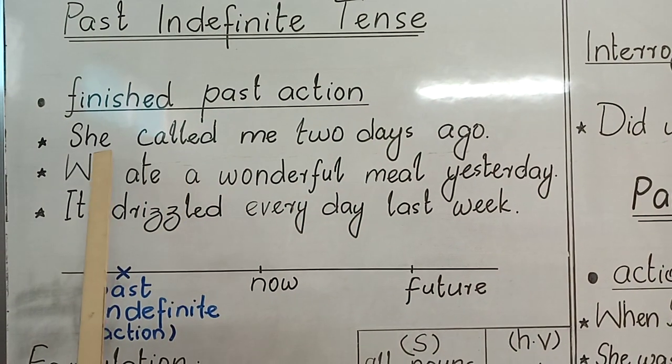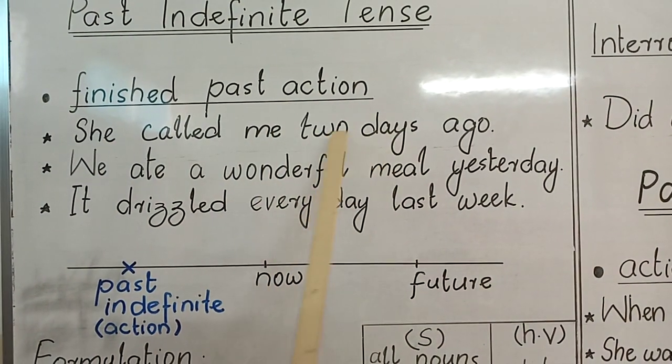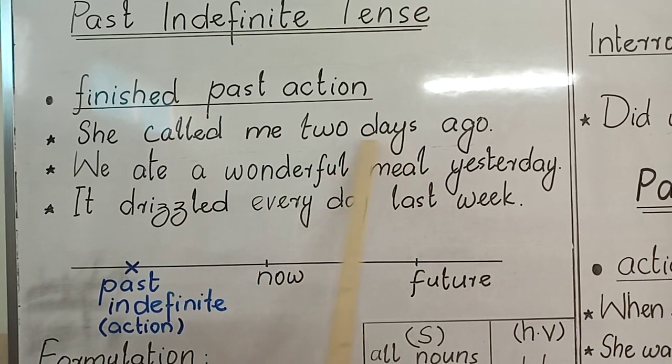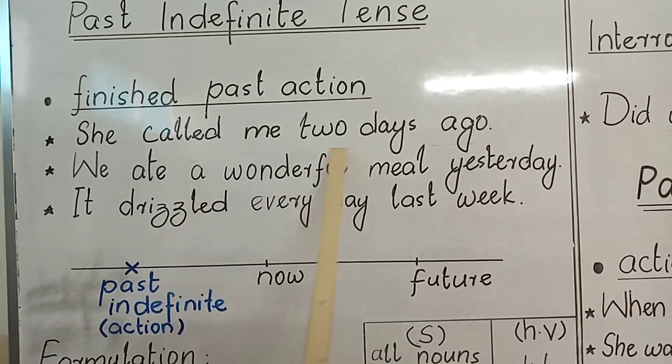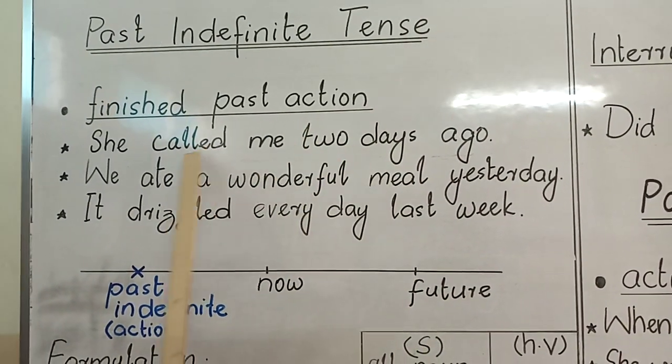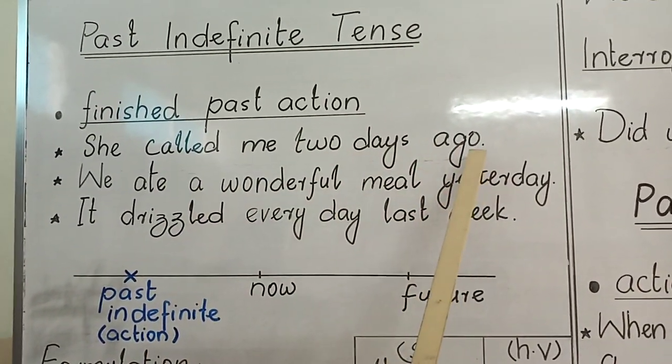For example, she called me 2 days ago. So this action was completed 2 days ago. This action was completed in past. She called me in past. She called me 2 days ago.